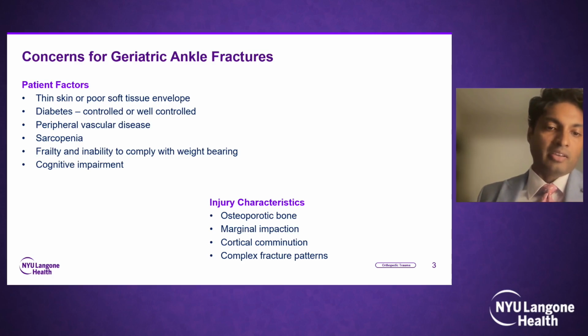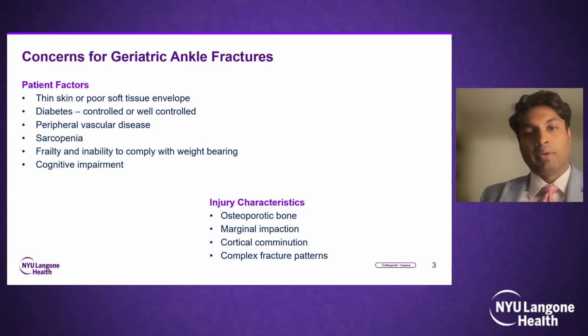Patients who are sarcopenic have very little muscle mass, and peripheral vascular disease can be pretty common in this patient population. So a lot of these patients are frail. They can't comply with weight-bearing restrictions post-operatively. Another thing that can be a challenge is cognitive impairment, right? So these are patients who are unable to comply with restrictions just from a mental standpoint and can't really communicate if they're having pain or having issues.